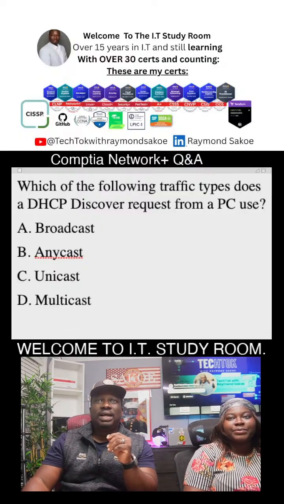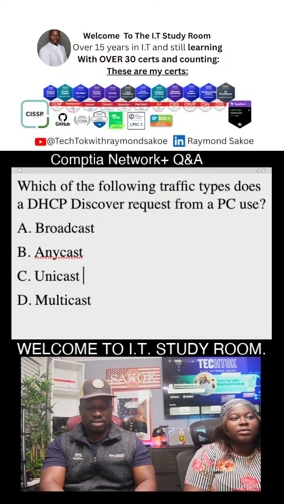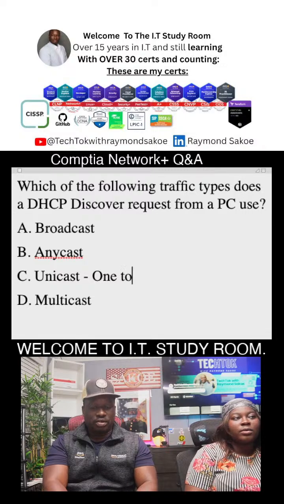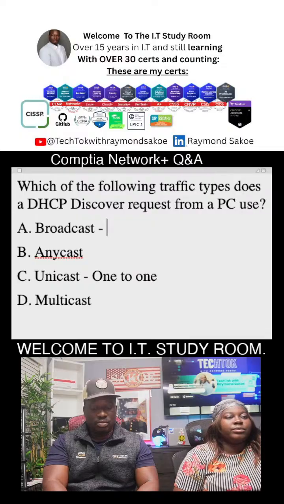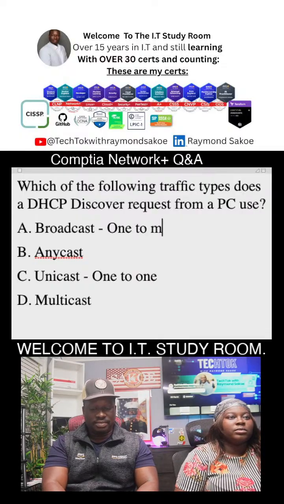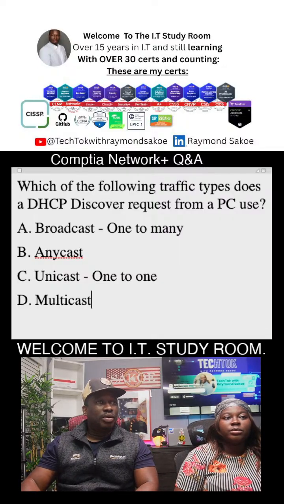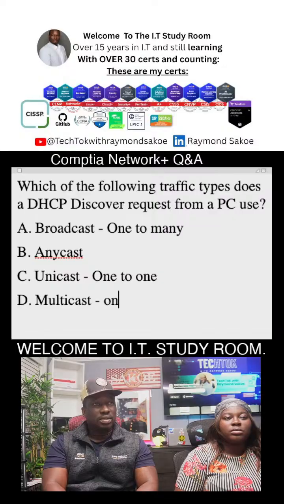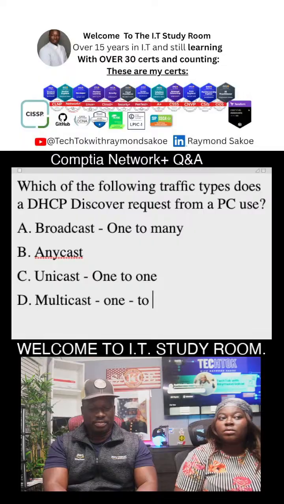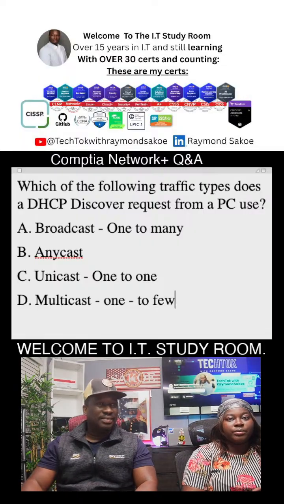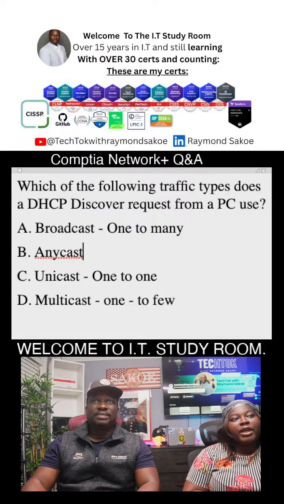Okay, so we have unicast. Unicast is one-to-one communication. Broadcast is one to many. Multicast is one to, I don't remember the actual name, to a few. Let me actually look it up. And then what is anycast?